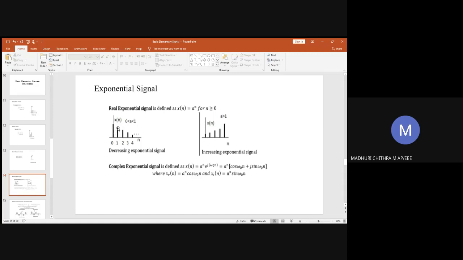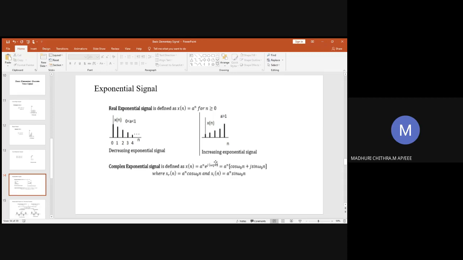Next, this is the exponentially decaying signal. For a discrete exponential signal with a greater than 1, it is an increasing exponential signal. A complex exponential signal is defined as x of n equal to a power n e power j omega naught n.